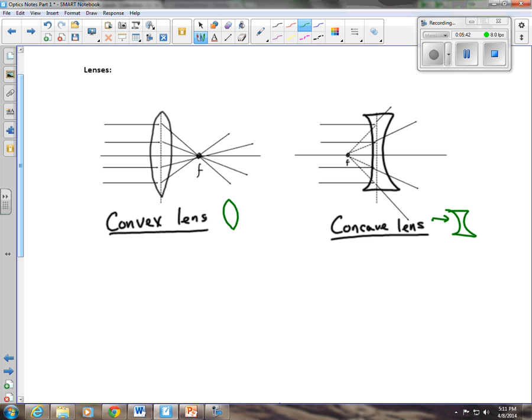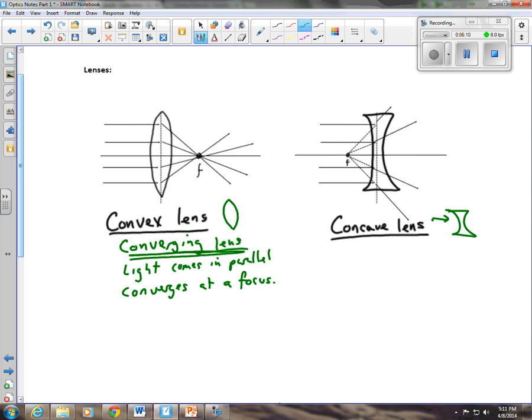Now a convex lens is a converging lens. And I said there's some things we have to memorize. We have to memorize that this is a converging lens. What that means is that light comes in parallel, converges, or comes together at a focus. So all these light rays that are coming in parallel to each other here are all going down through this one focus.